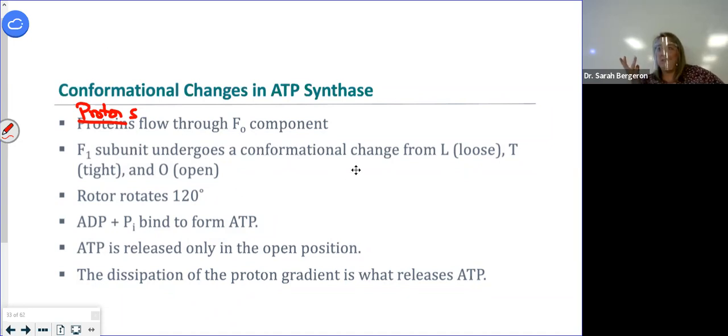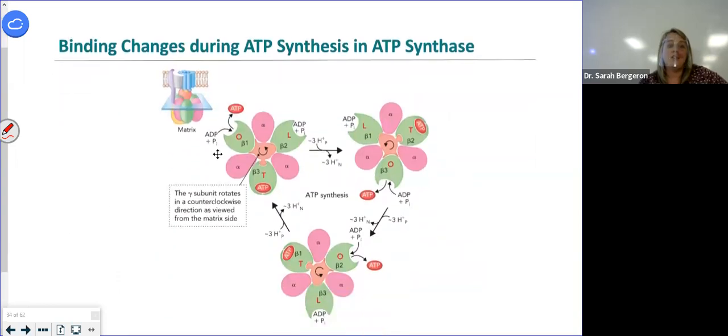We call them 3 different conformational changes. We call it loose, tight, and open. Okay? That rotor is going to rotate 120 degrees. And in that 120 degrees, ADP and Pi will bind and we will form ATP. Certain things happen in each conformation of that headpiece. So only when you're in the open position is ATP going to be released. So as soon as we make ATP, you're going to release the hydrogen ions from the other end of the channel. And then we're going to lose that proton gradient, and the protons can go back and re-go through the electron transport chain, right?